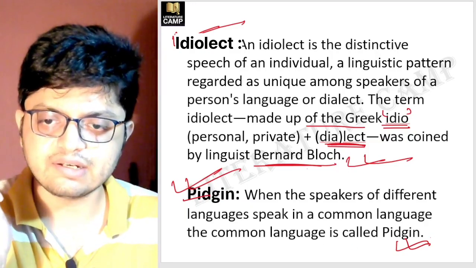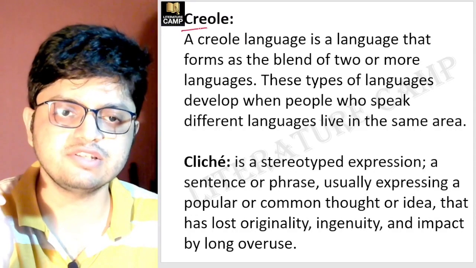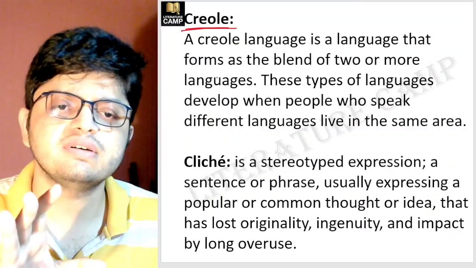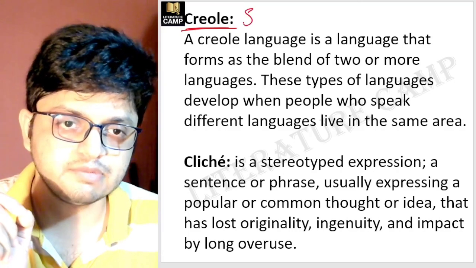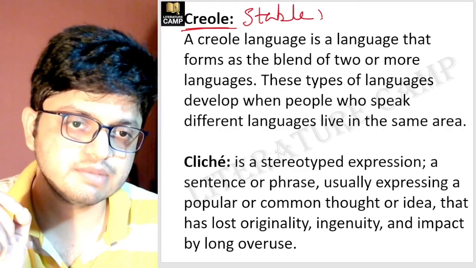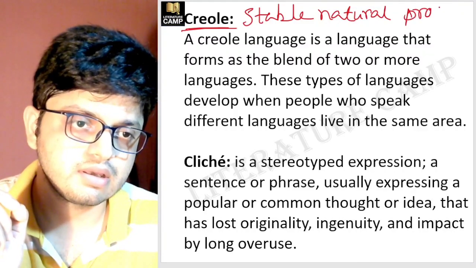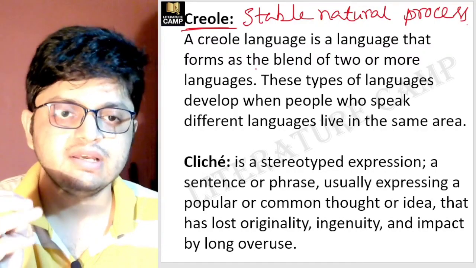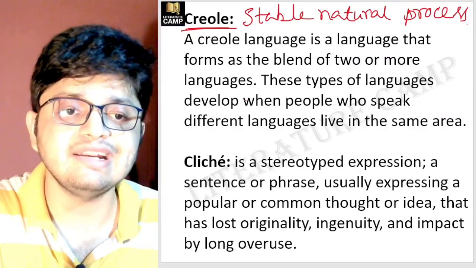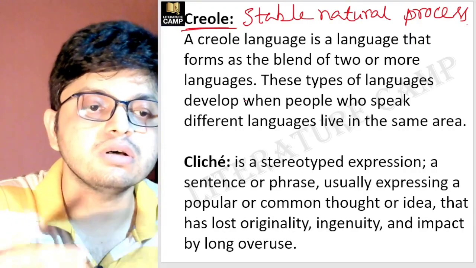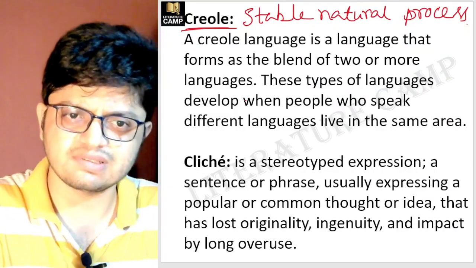Yes. Next idea, next concept, Creole. What is Creole? It is a stable natural process. All right, let me write it. Stable, natural process. A Creole language is a language that forms as a blend of two or more languages. So a mixture of languages is called Creole.